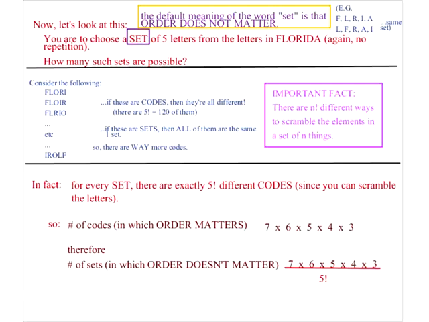Here's what this will turn out to be. This is 7, 6, 5, 4, 3 over 5, 4, 3, 2, 1. So we can cancel a large amount of stuff here. We can cancel 5, 4, 3. That leaves us with 7 times 6 over 2 times 1. That's just 7 times 3, which is 21 different ways of doing that.